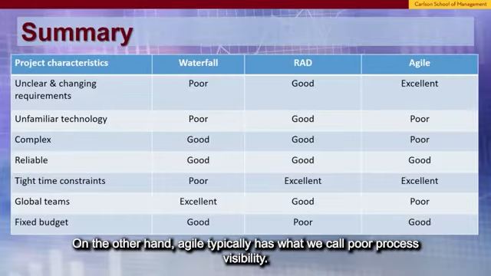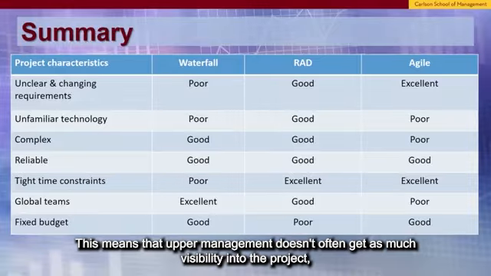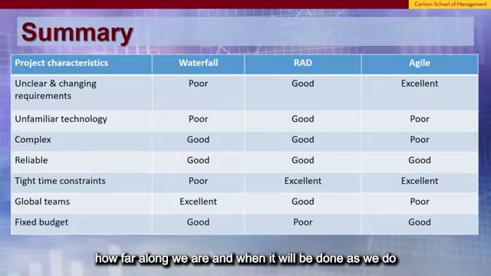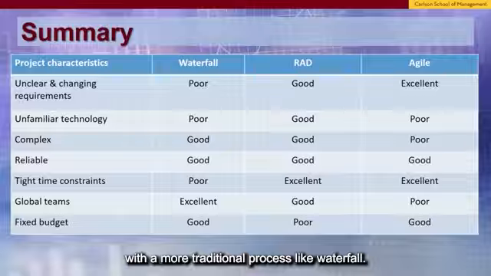On the other hand, Agile typically has what we call poor process visibility. This means that upper management doesn't often get as much visibility into the project, the timeline, for example, how far along we are and when it will be done, as we do with a more traditional process like waterfall.